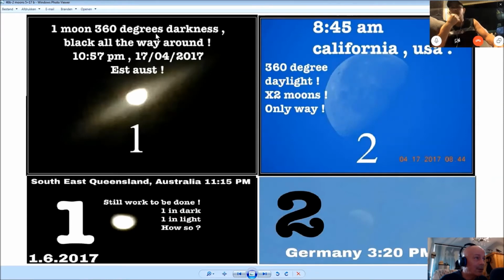One moon, 360-degree darkness, black all the way around. 10:57 p.m. on April 17th, and this is 8:45 a.m. in California, USA. And here we have Southeast Queensland, Australia, 11:15 p.m. and 3:20 p.m. in Germany. So, I think it speaks for itself. We have 2 moons, one in the light and one in the dark.